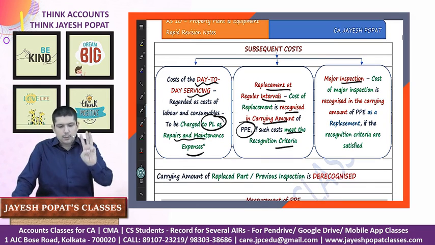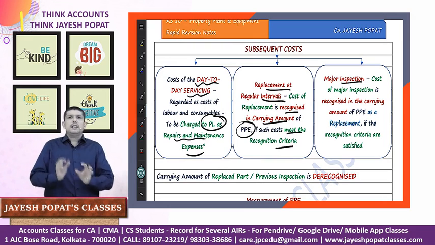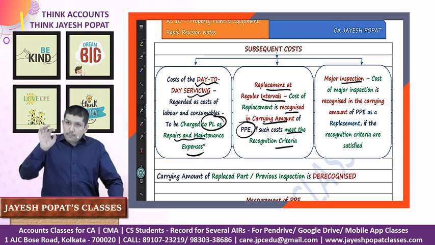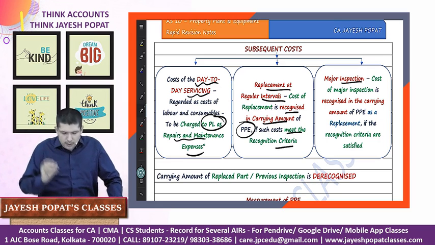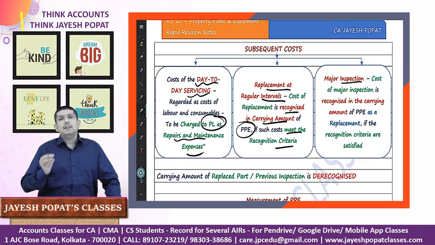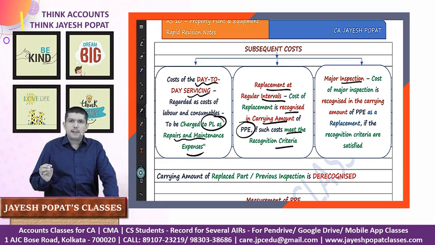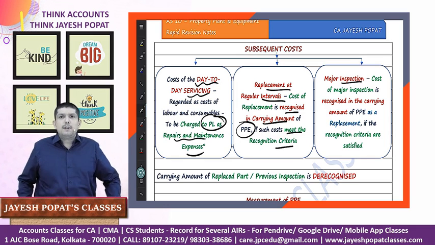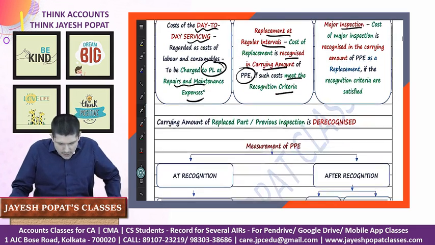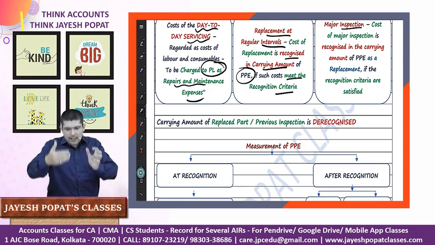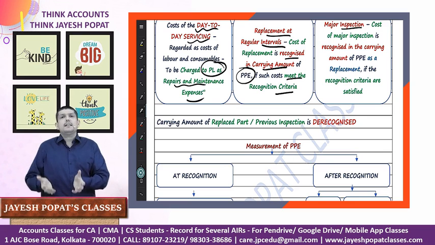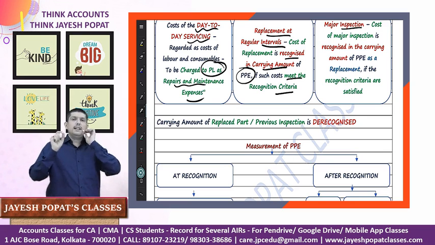So subsequent costs, we have talked about three items: day-to-day servicing costs. These are in the nature of repair and maintenance. These have to be charged to the statement of profit and loss. Replacements are to be capitalized to the value of the asset if they meet the recognition criteria. Major inspections have to be treated just like a replacement, and they have to be capitalized within the carrying amount of the PP if they meet the recognition criteria. And then the carrying amount of the earlier part or the earlier inspection has to be de-recognized when you are recognizing the new one. I'll give you an example.